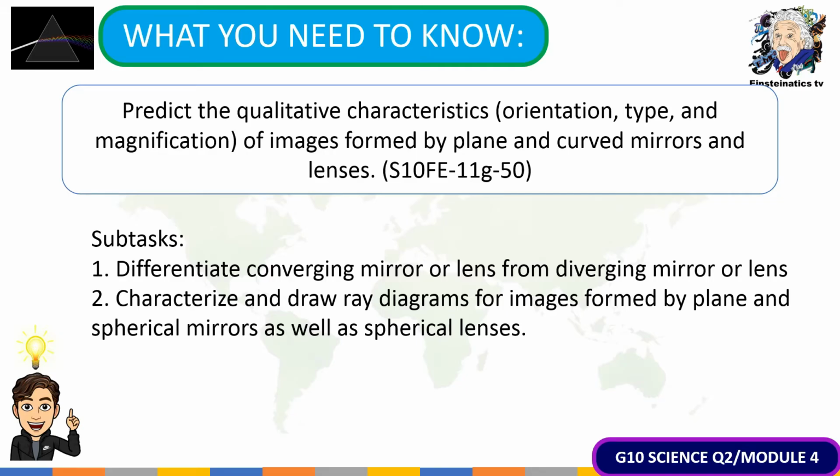and lenses. For this subtask, we are going to try to differentiate ano nga ba yung pagkakaiba between converging mirror or lens from diverging mirror or lens. The second one is we are going to try to characterize and draw ray diagrams for images formed by plane and spherical mirrors as well as spherical lenses.